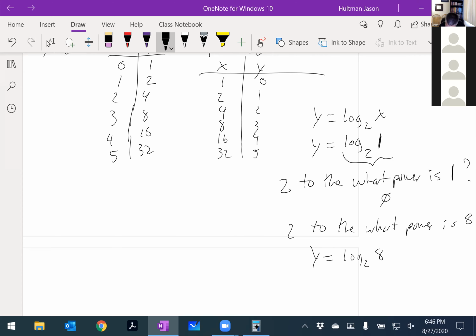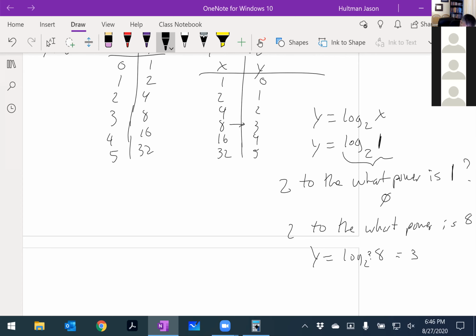2 to the what power? You can even put a little question mark there to remind yourself. 2 to the what power is 8? That's how we look at a logarithm. Yeah, it's 3, right? So does that make sense that the 8 would correspond to a 3? That's kind of what we're thinking of.